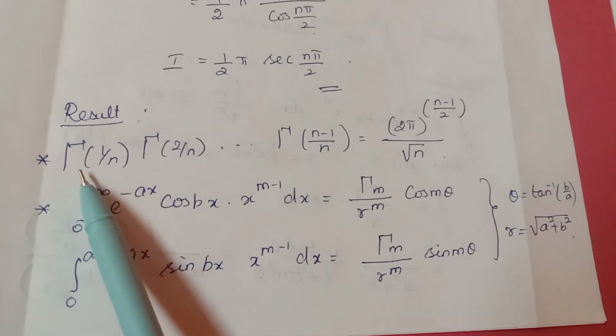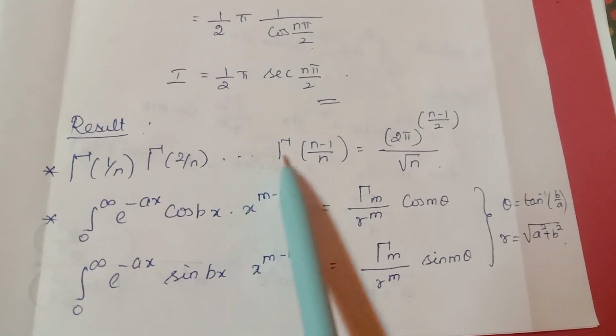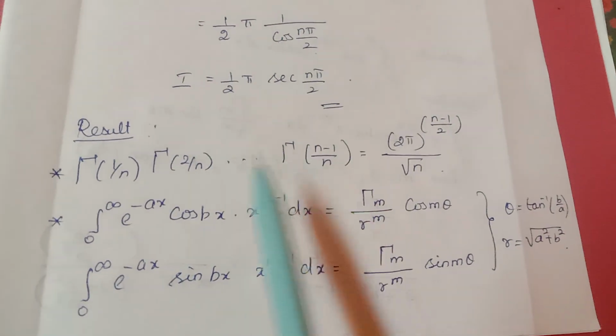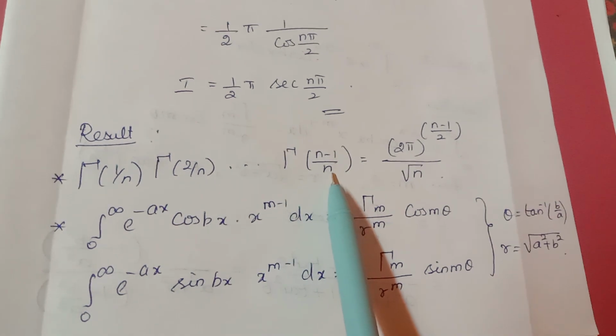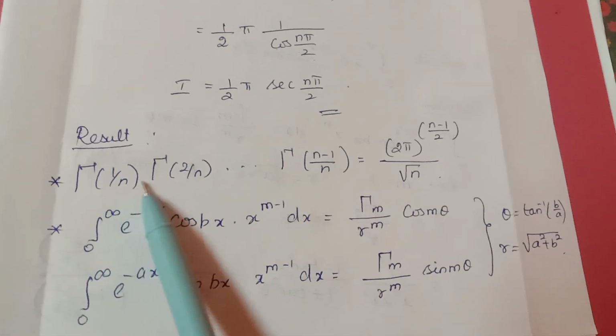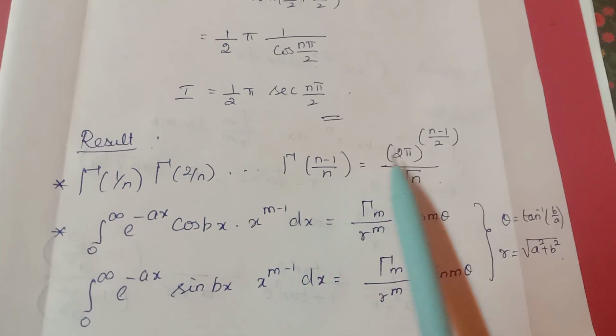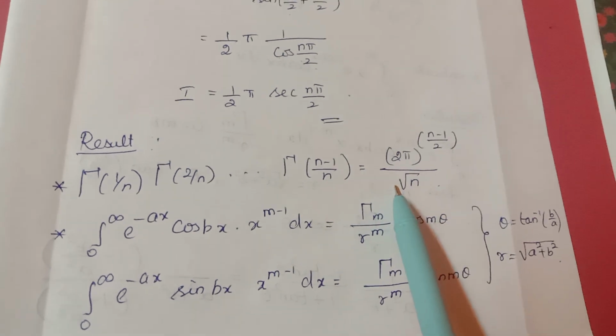One is the product of gamma functions: gamma of 1 by n, gamma of 2 by n, etc., up to gamma of n minus 1 by n. See, all the denominators should be equal to n and the numerator starts from 1 and ends at n minus 1. In this case, the product of these n minus 1 terms is equal to 2 pi power (n minus 1) by 2 by root n.